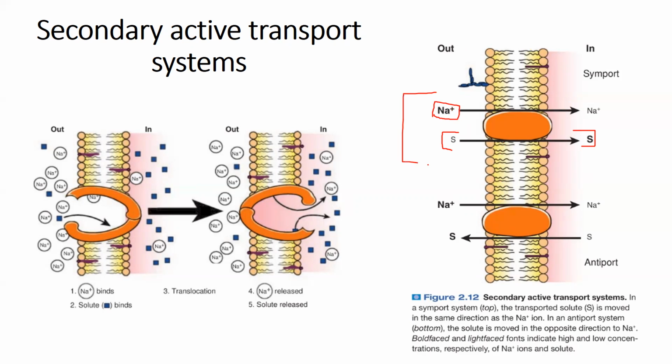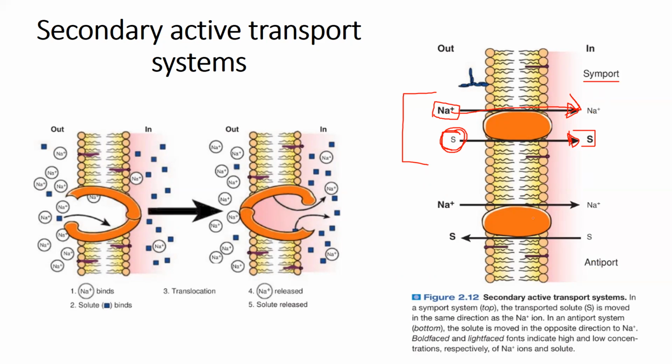In this case, sodium is the main driver, where it will be transported down its concentration gradient. Along with it, another molecule will be transported, which in this case is S, but S will be transported against its concentration gradient, okay? And if you look at the arrows, both are going to the inside. They are in the same direction, right? So this is called symport.